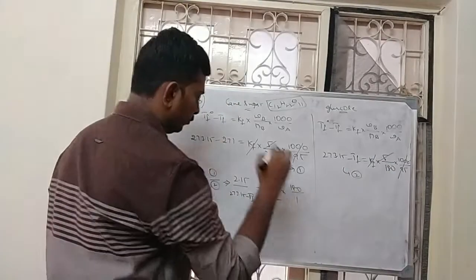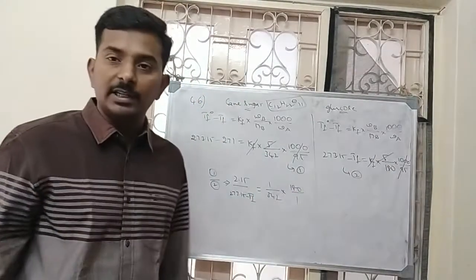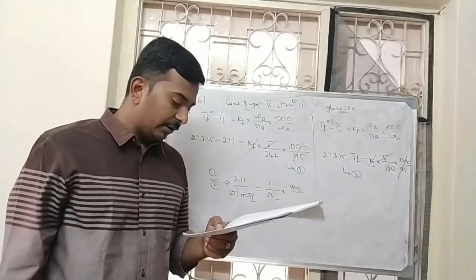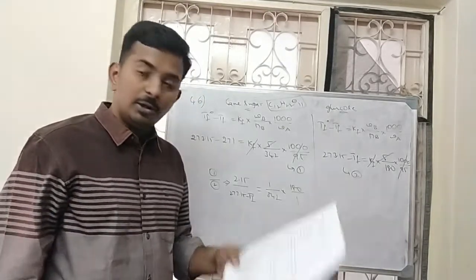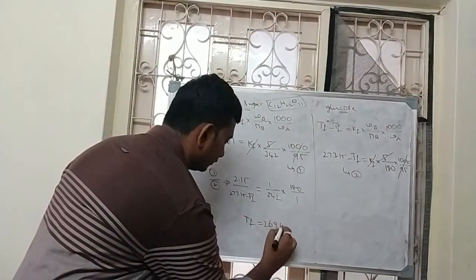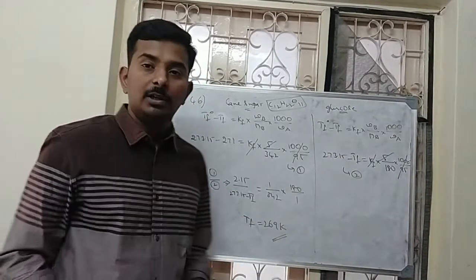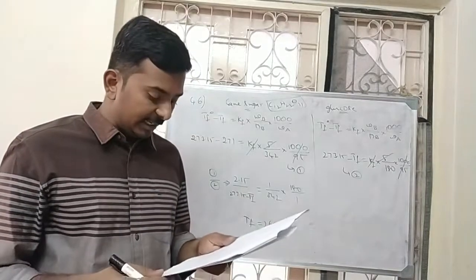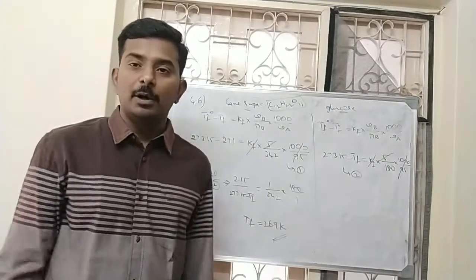180 by 342. So if you simplify you will get the value of Tf. So the value of Tf you will get will be 269 Kelvin. On simplification you will get the value as 269 Kelvin. So the answer will be option C.